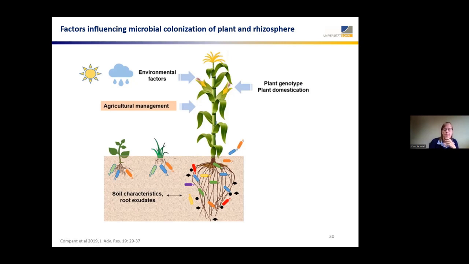What is lately discussed is that possibly also plant domestication. And these aspects, in particular, the influence of environmental factors, of rhizodeposition, this is something where we are interested in my group, what we address in part in PhenoRob, where we look at implications of possible agricultural management strategies for the assembly and development of the rhizosphere microbiome. But let's go back to plant genotype, plant domestication.